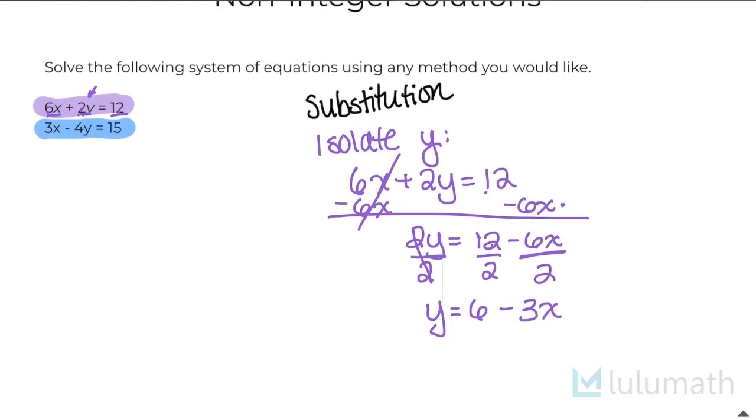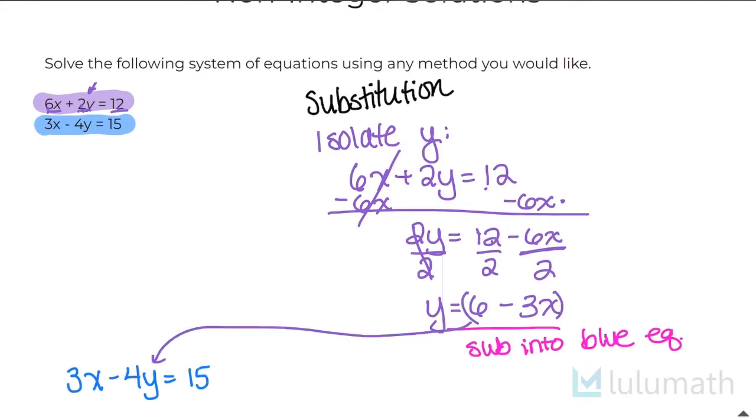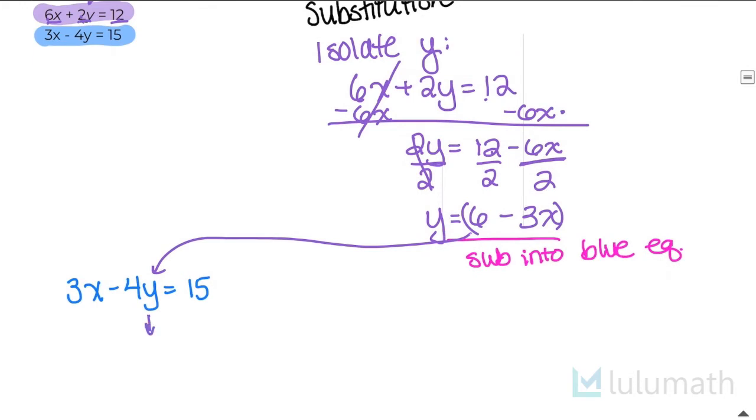All right, so now I'm going to substitute this into my blue equation. Let's go ahead and write down our blue equation that we have here. It's 3x minus 4y equals 15. And instead of y, I'm going to replace the y with the expression 6 minus 3x right here.